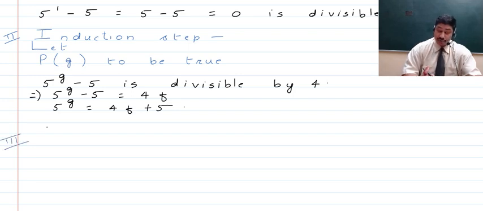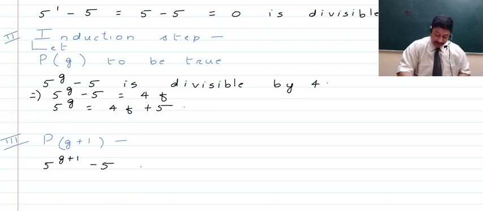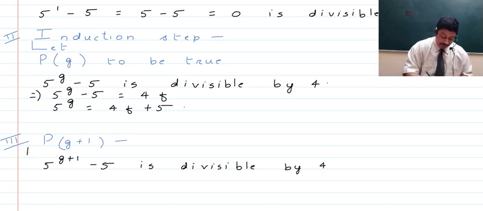We are not using m because m has already been used in the last part of the sum. So here now guys, we talk about the statement p of g plus 1, and when we do so, we will have to prove that 5 raised to the power g plus 1 minus 5 is divisible by 4, right? And we have to prove this.